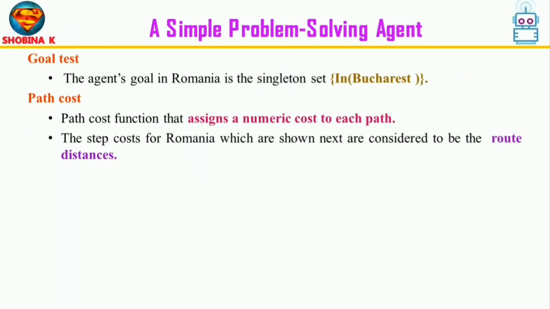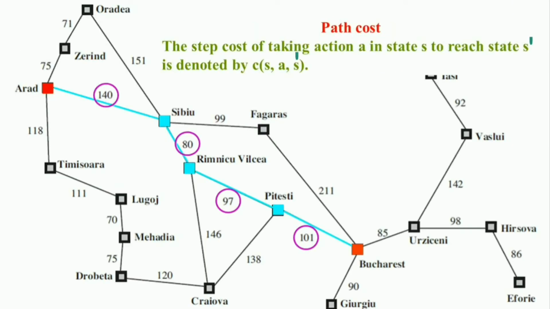The path cost function assigns a numeric cost to each path. The problem-solving agent chooses a cost function that reflects its own performance measure. For the Romania problem, the path cost might be its length in kilometers. The step cost of taking an action A in state S to reach S dash is denoted by C of S comma A comma S dash. We will consider the cost of the path to be the sum of the cost of each step.